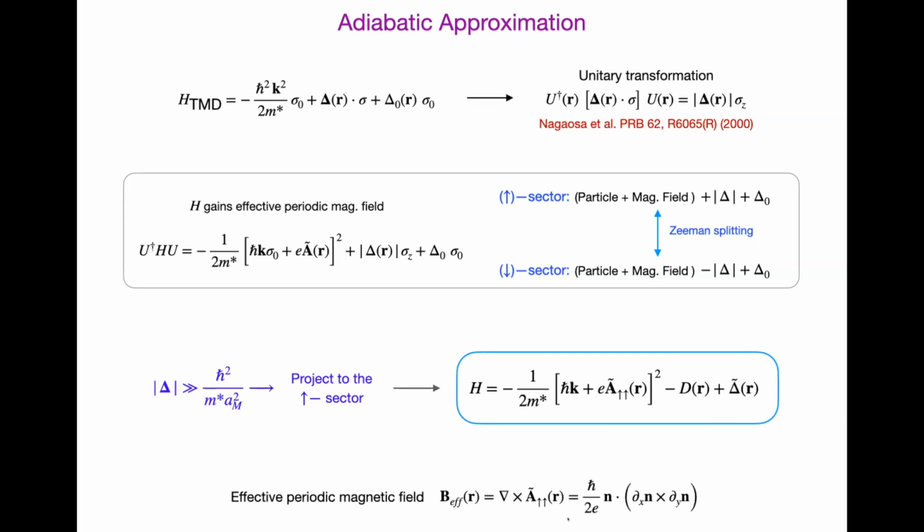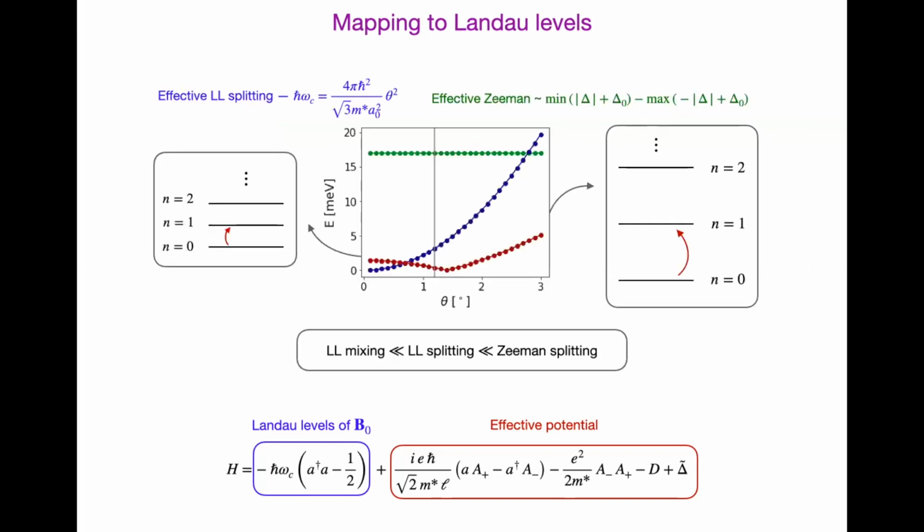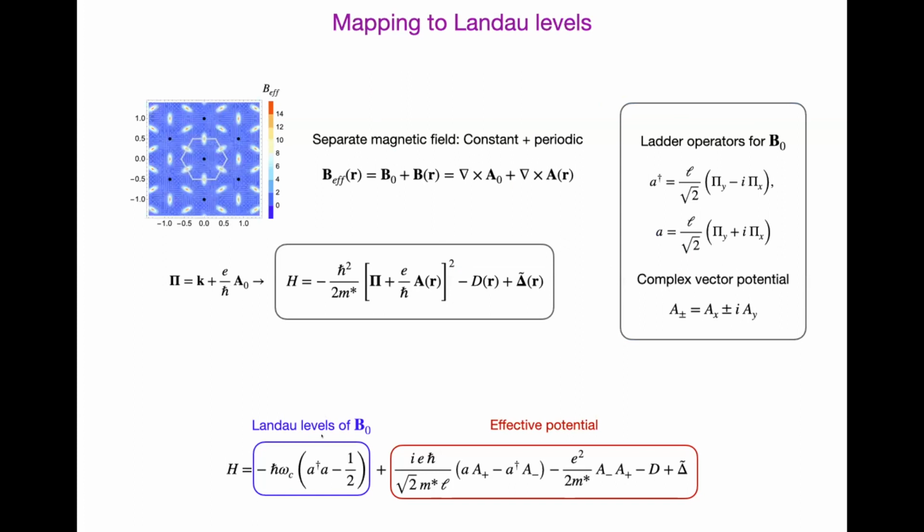the effective vector potential. Now, the trick is that this magnetic field is a periodic function with the Moiré periodicity, but it has a non-zero mean. So I will separate the magnetic field into its constant part and the periodic part. And this allows me to split the Hamiltonian into the Landau levels for the constant part, and then all the rest I will rewrite as a periodic effective potential.